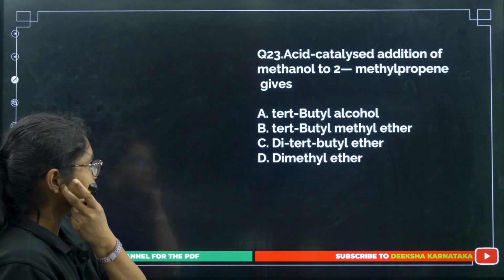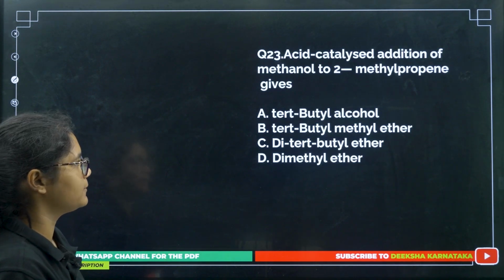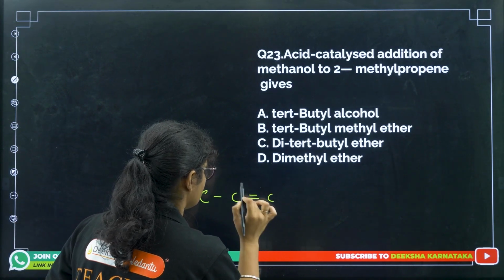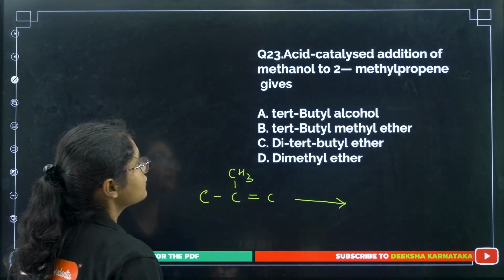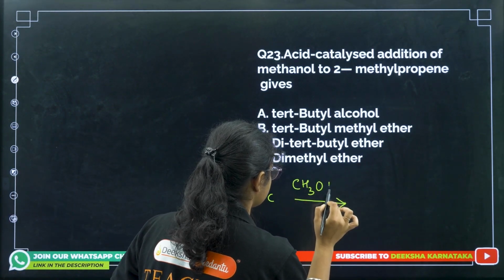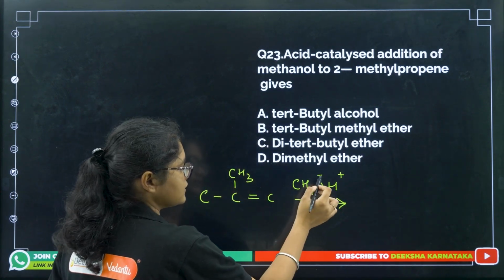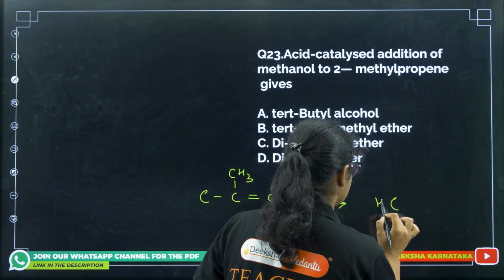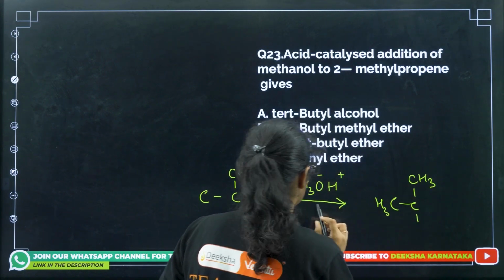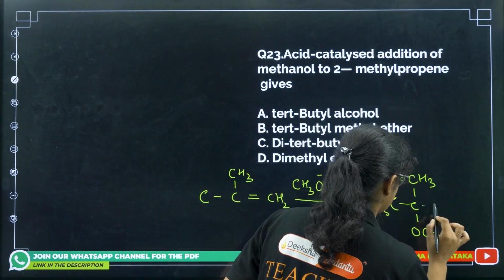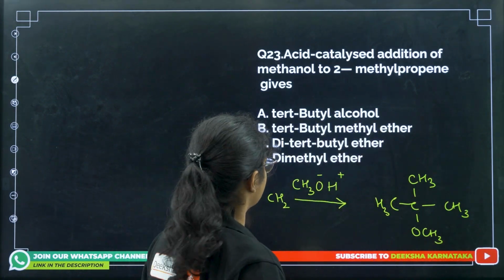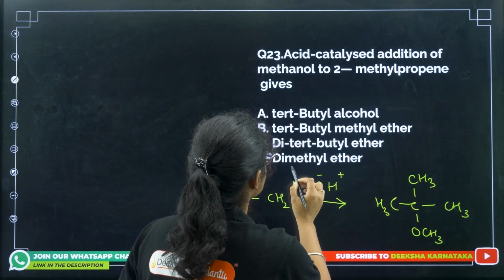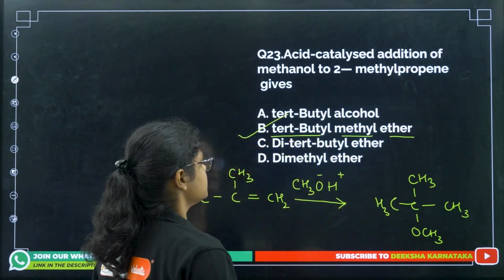Okay. Next, acid catalyzed addition of methanol to 2-methylpropene gives. So you need to add methanol to 2-methylpropene. First we have 2-methylpropene. Then we have addition of methanol, that is CH3OH. So this is O minus and this is H plus. The negative part will go to the carbon having less number of hydrogens. So this one will attach here, and this one will attach here. So I'll get CH3, C(CH3), then OCH3 here, and CH3 here. So this is what we are getting. Methyl, tert-butyl methyl ether. So the correct answer is option number B here.